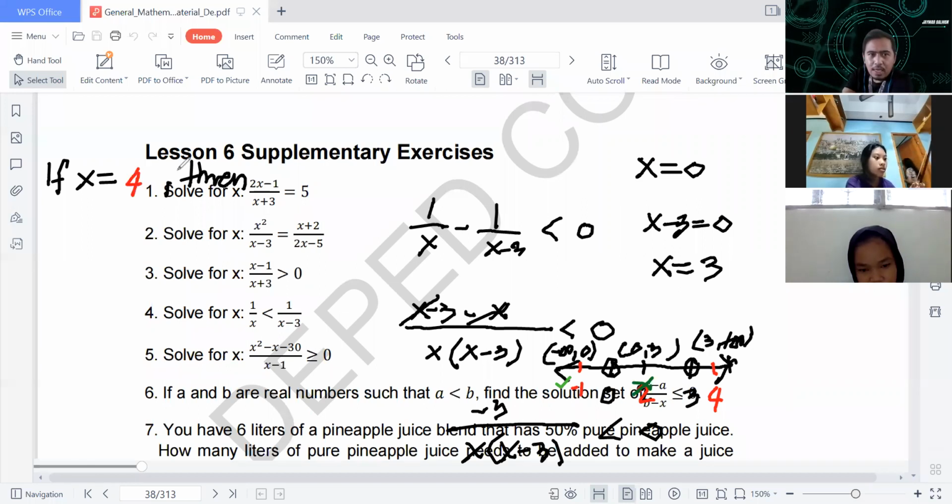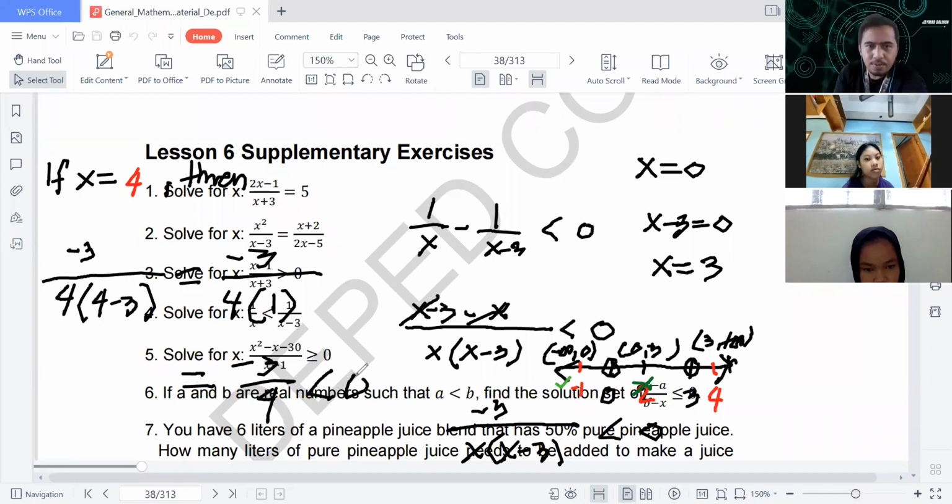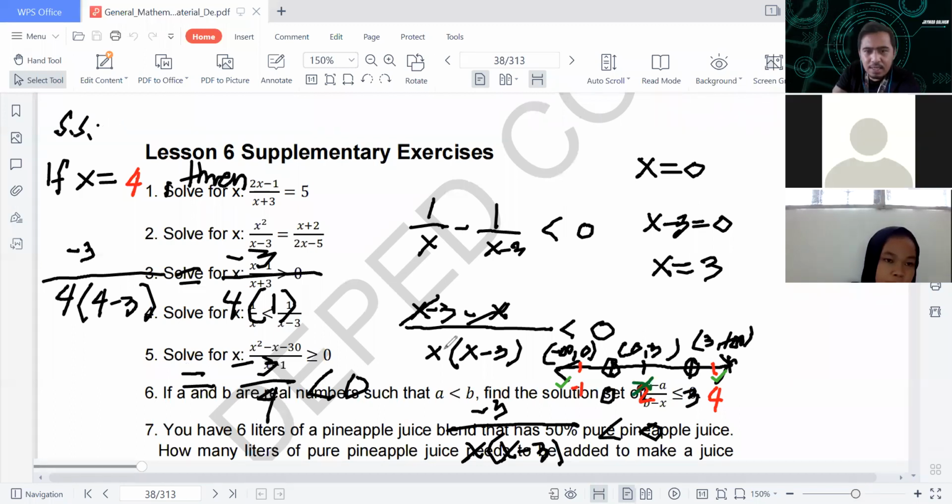If we choose x equal to 4, the same thing, you will use this inequality. So you have negative 3 over 4 and 4 minus 3. Now, is it less than 0? It will be negative 3 over 4 times 1, and this is just negative 3 over 4. Obviously, this is a negative number, and a negative number is obviously less than 0. So this interval should be included in your solution set. Okay, class?